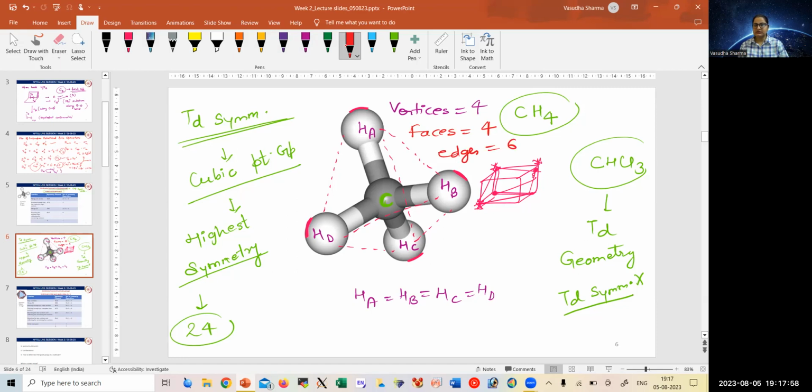The edges are the pink dotted lines. These are your edges, and they are 6 in number. This is 1, this is 2, 3, 4, this is 5, and this Hd and Hb is the 6th, which is binding to your carbon. So now we know that vertices are 4, faces are 4, and edges are 6. For faces, I can explain it here.